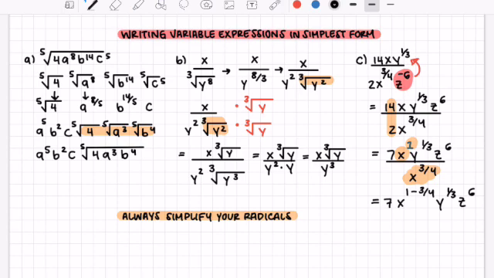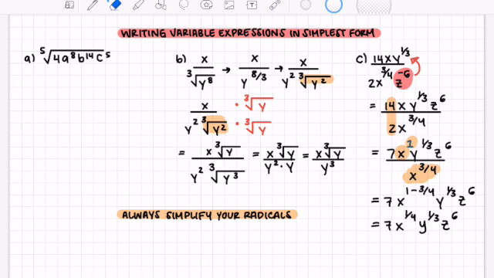And then that would just equal to 1 minus 3 over 4. That's like saying you have 4 over 4 minus 3 over 4. And that equals to 1 over 4. So we get x to the power of 1 over 4 times y to the power of 1 over 3 times z to the power 6. And that would be my final answer.